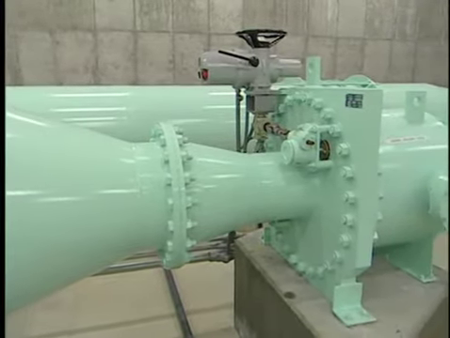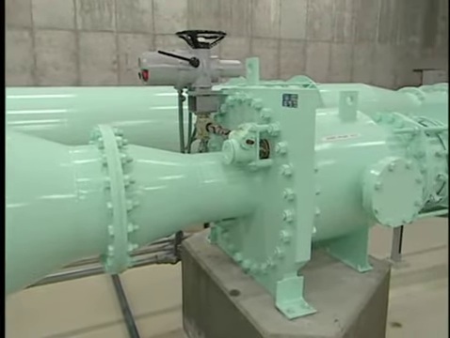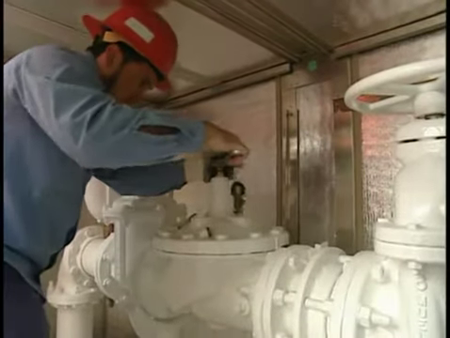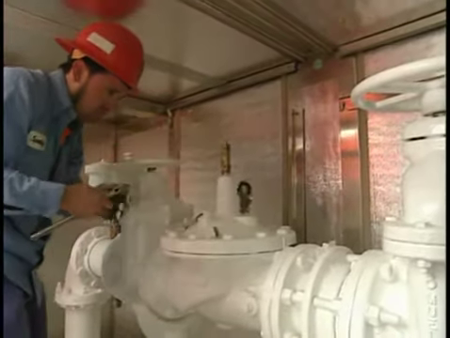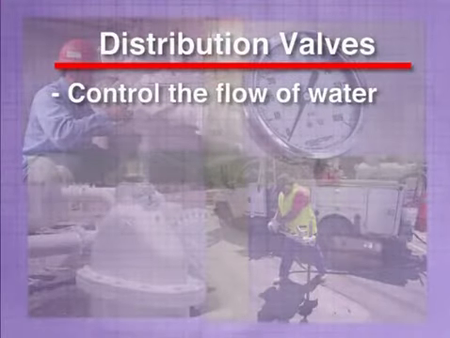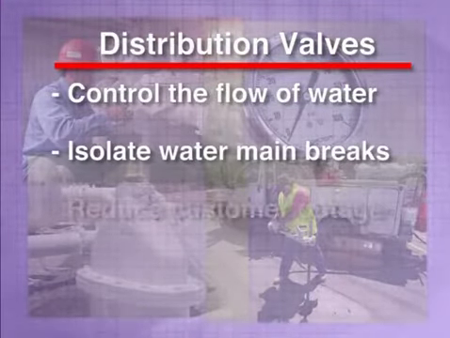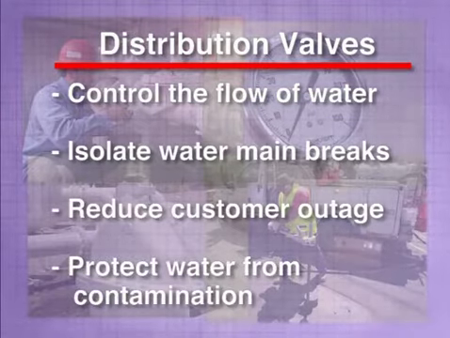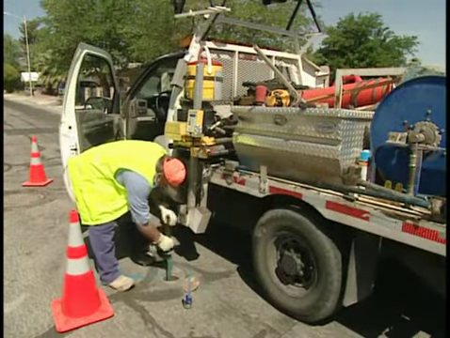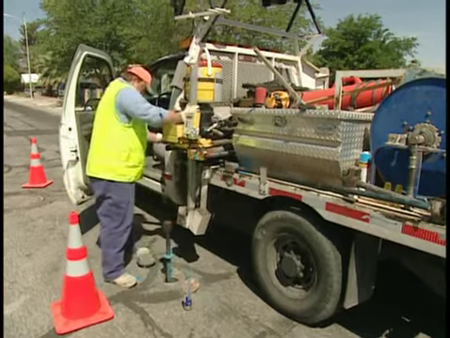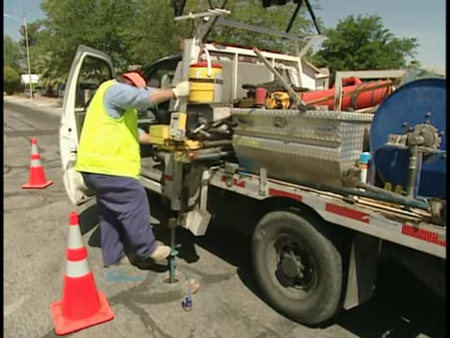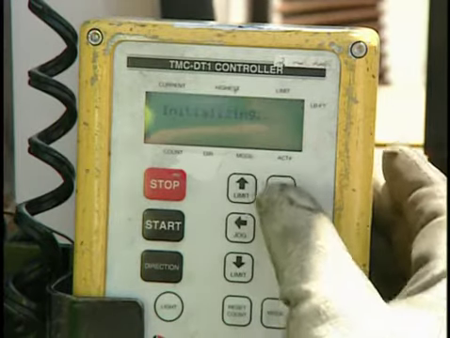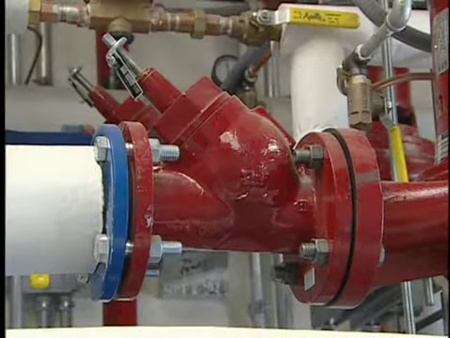There are a number of different types of valves used in a water distribution system. They are all similar in that they provide a critical function for water providers. Valves control the flow of water, isolate water main breaks, reduce customer outage, and protect water from contamination. This segment of the Water Distribution Operator Training Series will discuss the installation and maintenance of water valves. Let's begin with a look at the main types of valves found in a water distribution system.